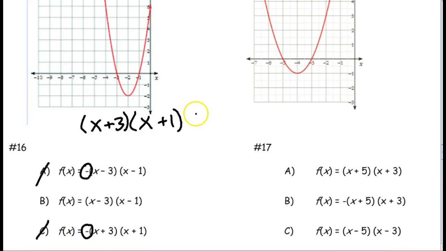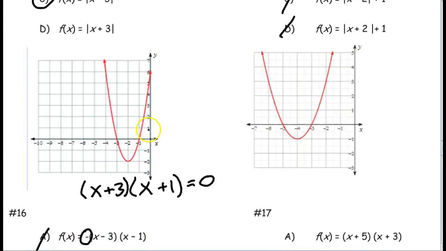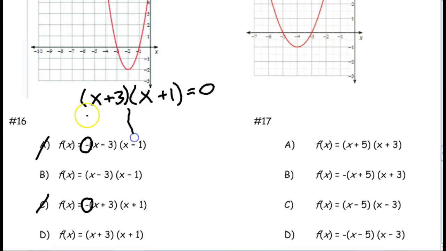How come they're opposite? It's not because of this up here like we did with absolute value. It's because we're kind of working backwards. So if we're going to solve this, x plus 3 equals 0, that's where the -3 comes from. So in order to get -3 right here, it actually has to be an x plus 3. And same thing here. In order to get x equals -1, the factor has to be x plus 1. So we get D.